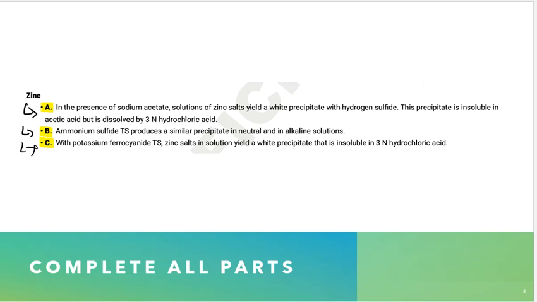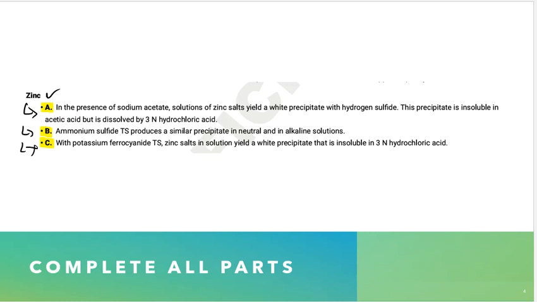So if the material that we were working with says zinc A or zinc B or zinc C, and it specifically states that, can I get by with just doing that one test? So for zinc's example, in the presence of sodium acetate, solutions of zinc salts yield a white precipitate with hydrogen sulfide. This precipitate is insoluble, meaning it doesn't dissolve, in acetic acid, but dissolves in 3 normal hydrochloric acid. So it would have to pass A, and we give it a check mark. And then we go to B.